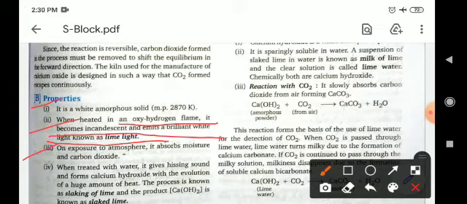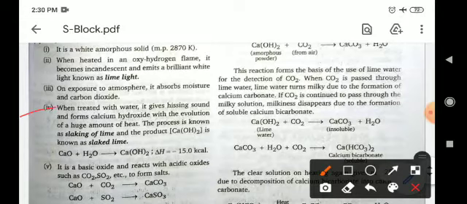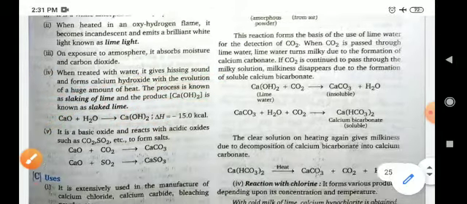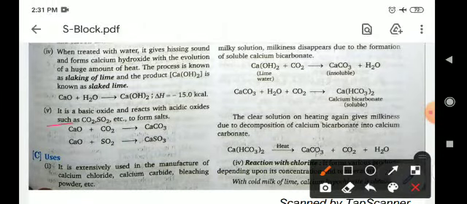On exposure to the atmosphere, it absorbs moisture and carbon dioxide. When treated with water, it gives a hissing sound and forms calcium hydroxide with the evolution of a huge amount of heat. The process is known as the slaking of lime, and the product is known as slaked lime. Reaction: CaO plus H2O gives Ca(OH)2. It is a basic oxide and reacts with acidic oxides like carbon dioxide and sulfur dioxide. CaO plus CO2 gives CaCO3. CaO plus SO2 gives calcium sulfite.